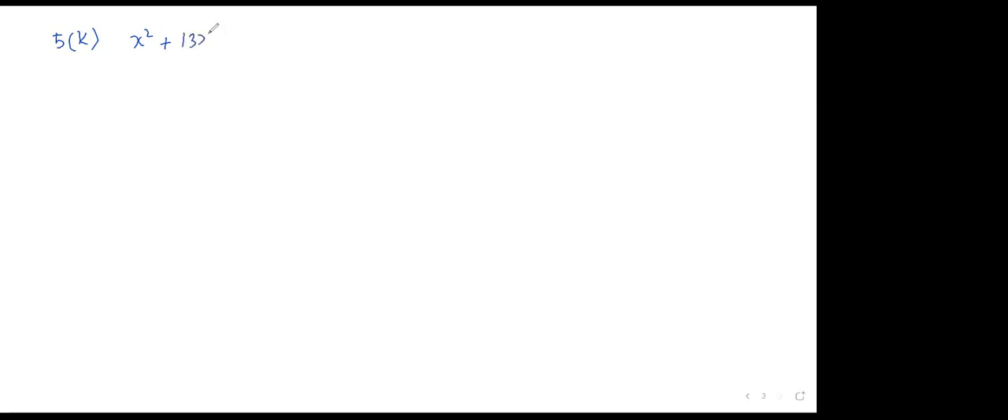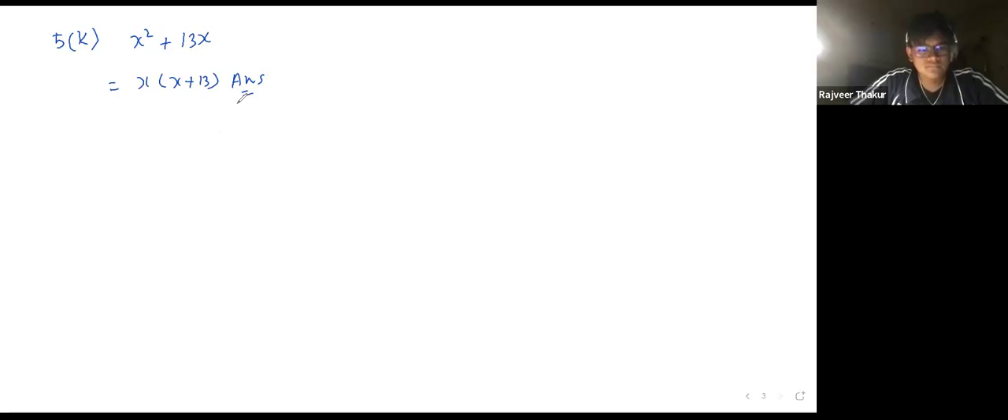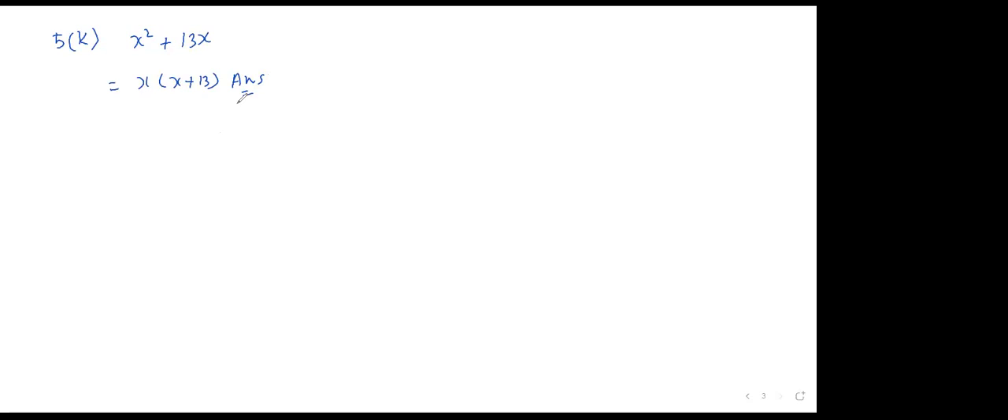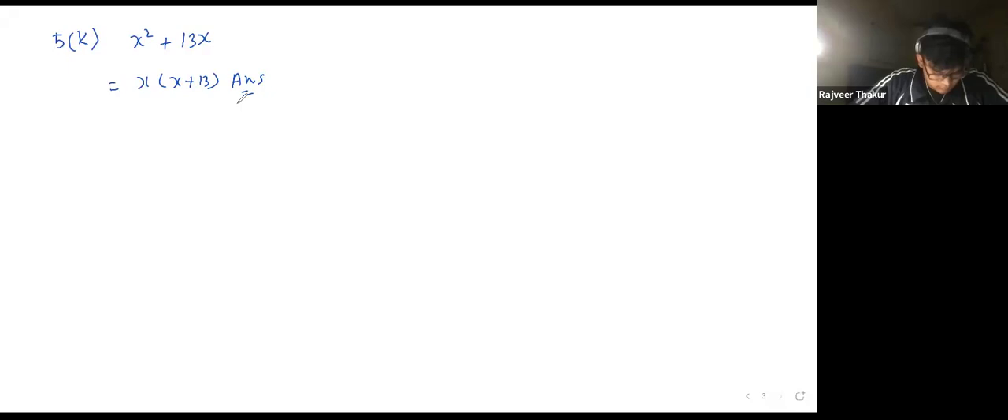X square plus 13x, we have just two terms, right? And between these two terms, x is common only. So this will be x times x plus 13. That's it. This will be the answer. We did 5K, na? Yes, 5K.